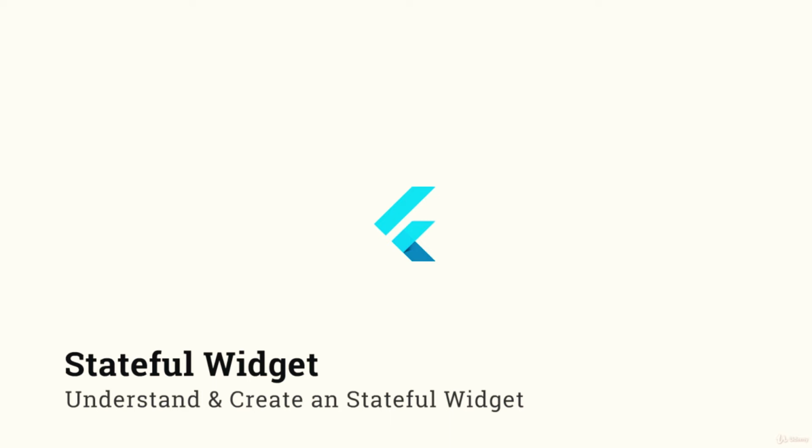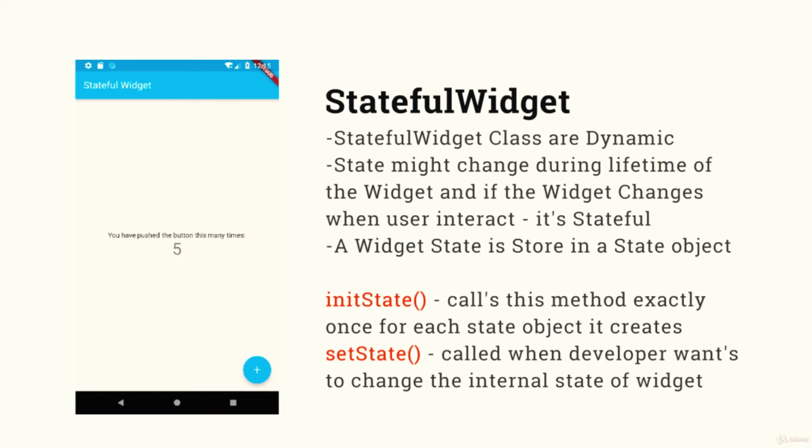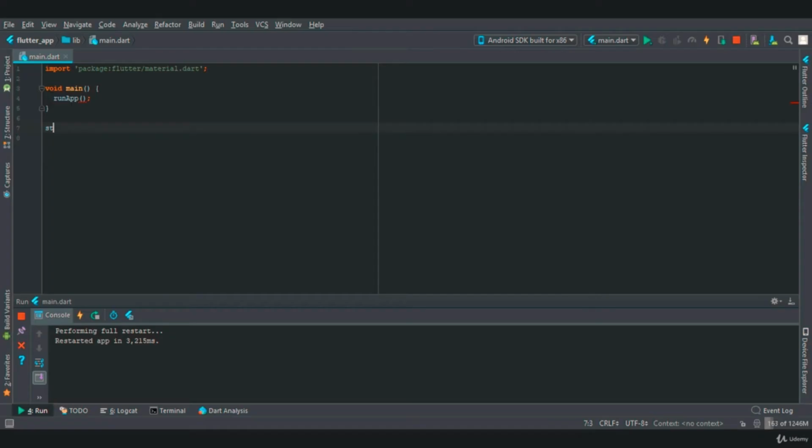In this video, we are going to create and understand a stateful widget. So a stateful widget, as the name suggests, is a dynamic widget where you can manipulate states, which means if you want to perform a certain operation on a widget in Flutter, you need to use a stateful widget. So to create a stateful widget in Android Studio, you need to type stful, which prompts you an auto completion.